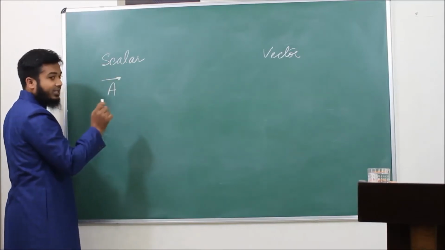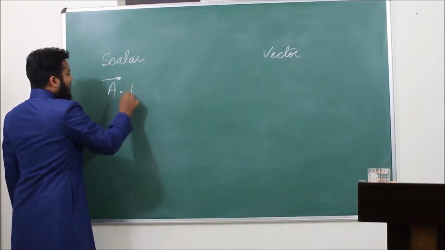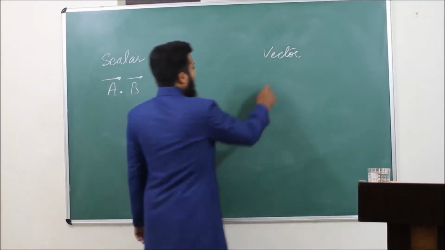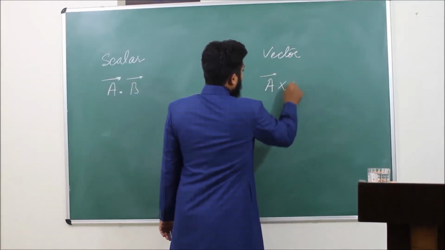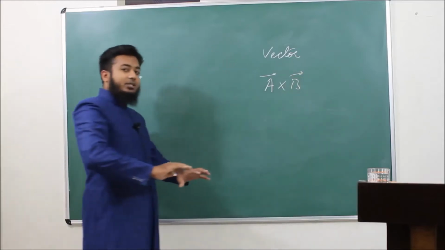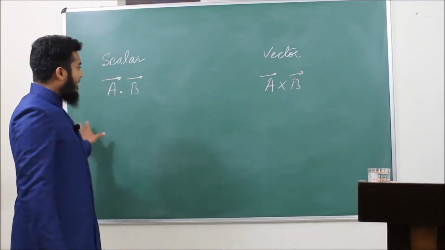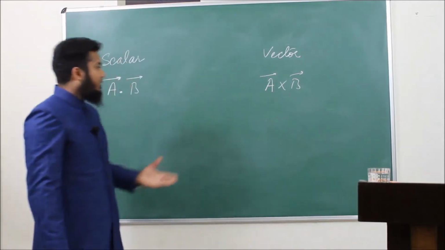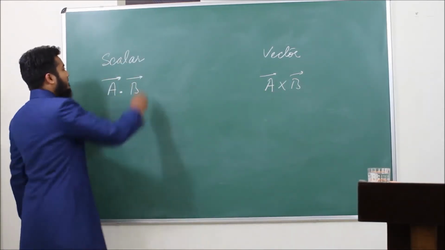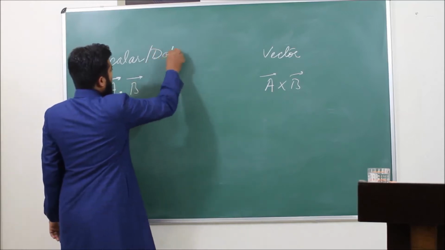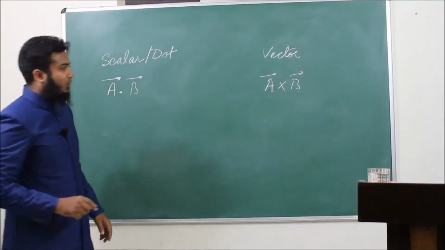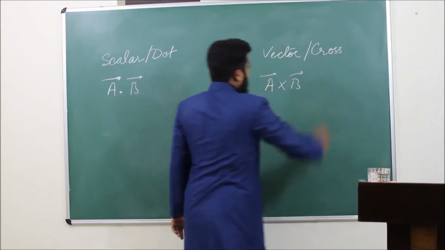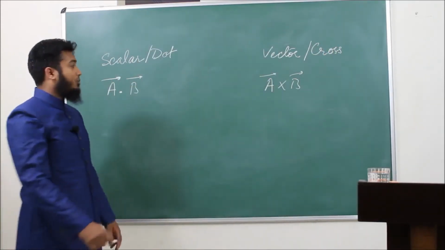Say we have two vectors A and B and we are multiplying them, so it is written as A dot B here, and here we write A cross B. So to distinguish the style of writing, we put a dot here and we put a cross here, and because of this dot we also call this dot product. So either scalar product or dot product, and because of this cross we also call this cross product. So either vector product or cross product.